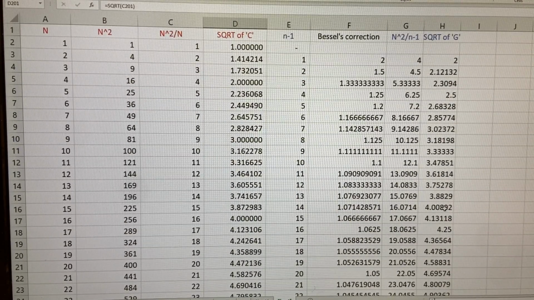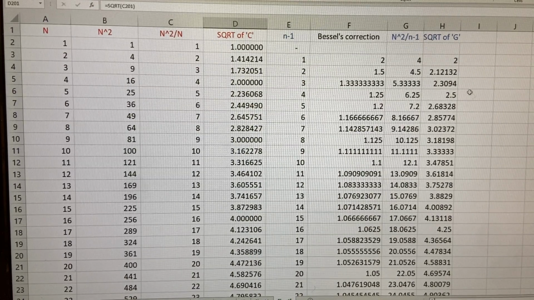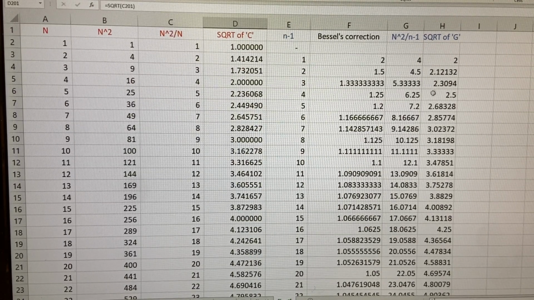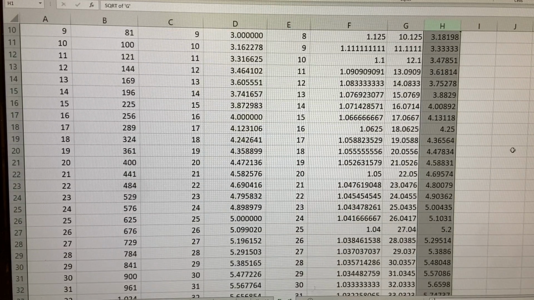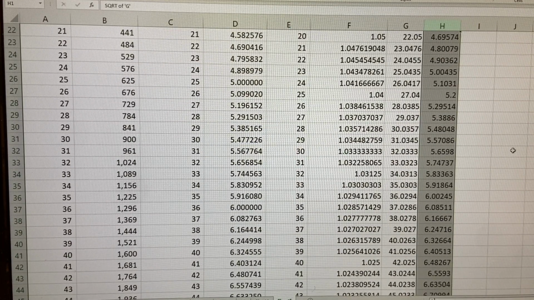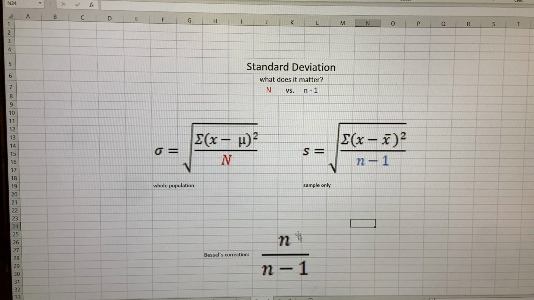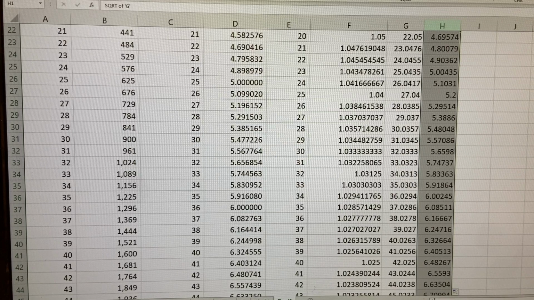And what it does ultimately, it boosts the standard deviation numbers up, especially if you have less than 50 elements to the sample or elements to the set to work with. And this adjustment or this boost is fairly tiny after 50. So that's how much difference it makes, and that's how it works.